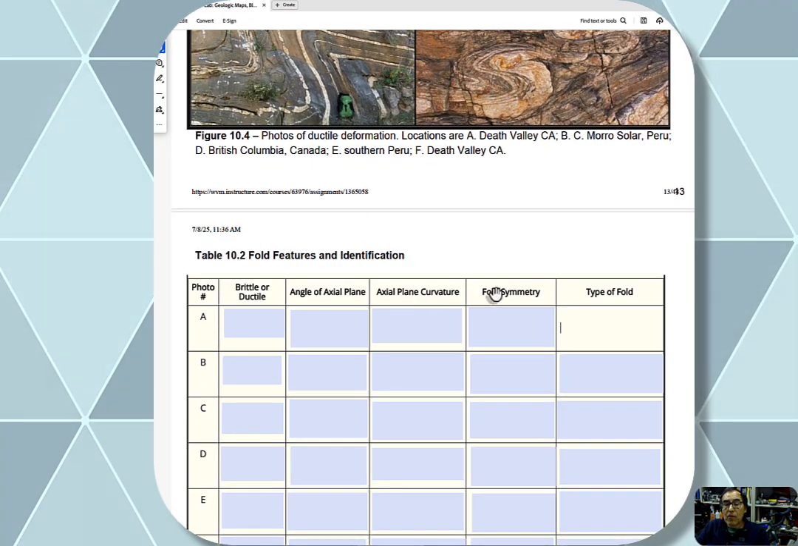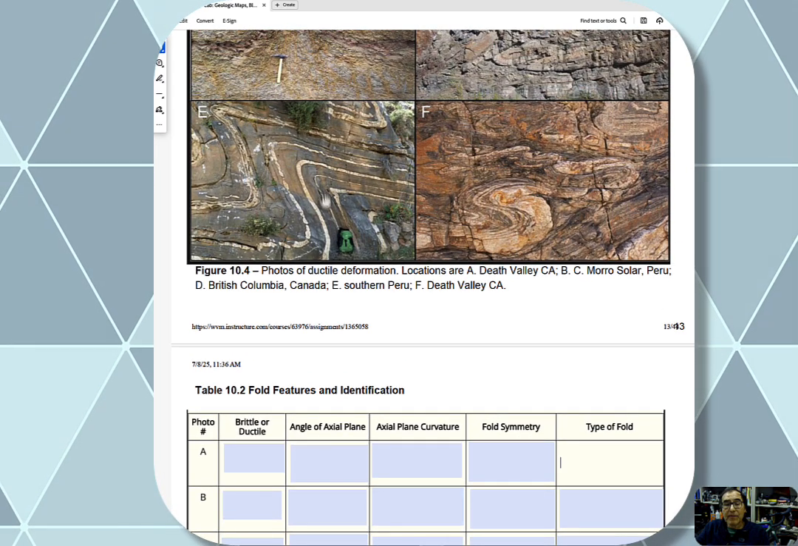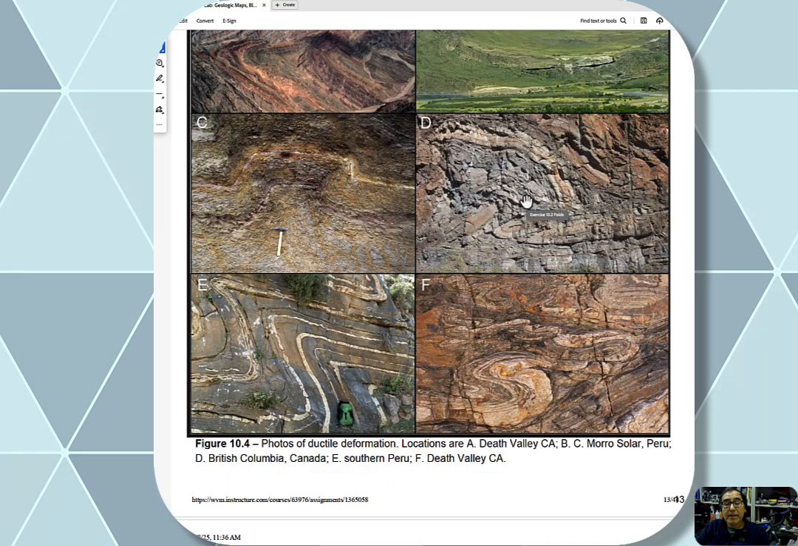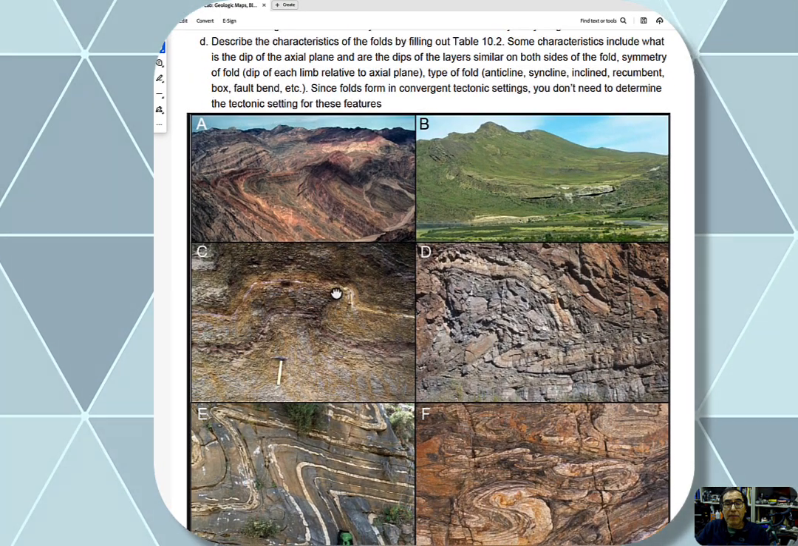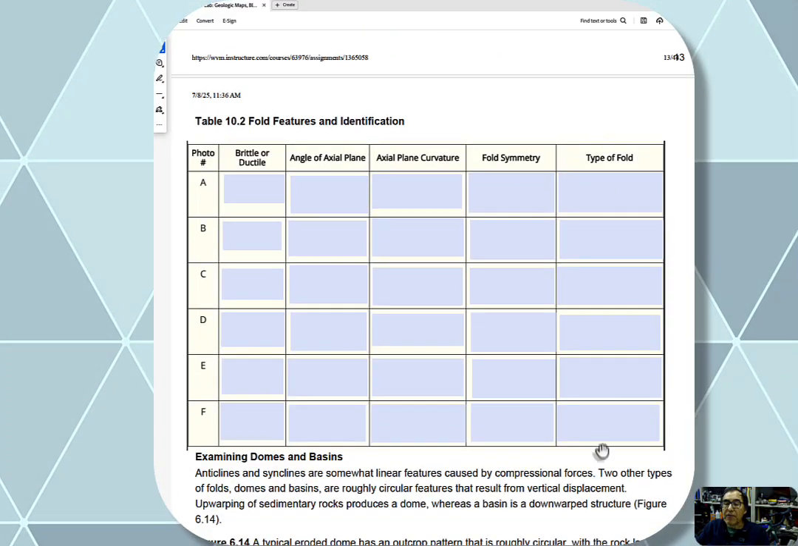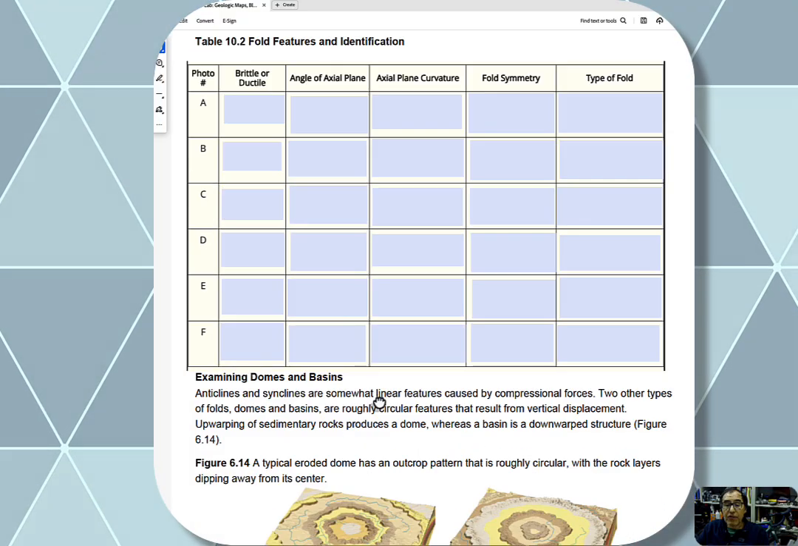And then whether it's symmetrical or not, right? So these look pretty symmetrical on both sides. These do not, right? So try to kind of figure that one out there. But mostly make sure you answer the type of fold. And obviously they're all going to be ductile for the strain, the deformation.